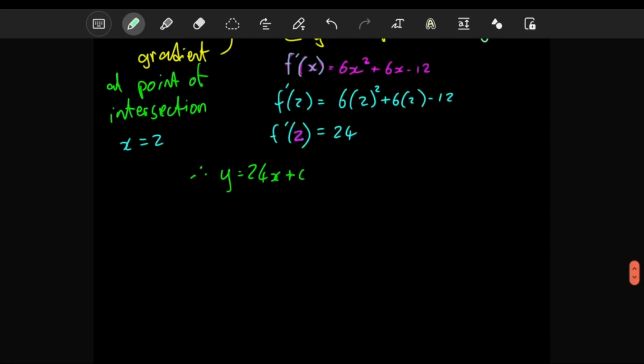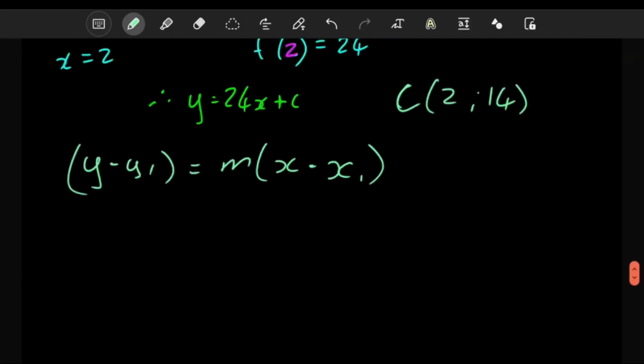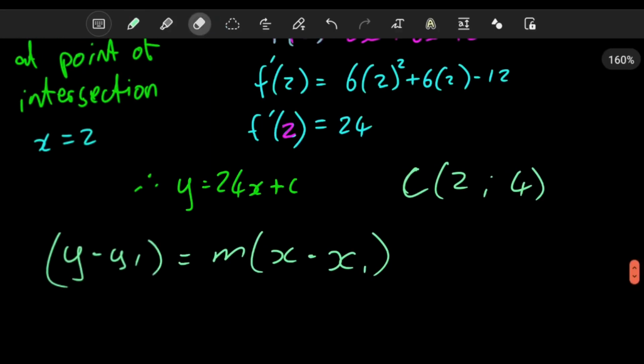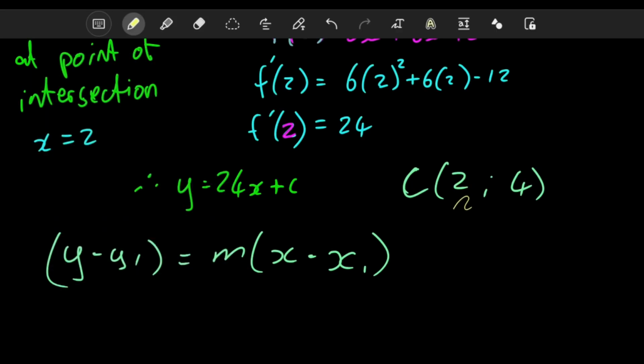Most people, when finding the equation of a straight line, use this formula. As long as you have the gradient and one coordinate, you're good to go. So here we have C. Is it a 14? Double check. It's a 4, not a 14. So the 2 there is x1 and the 4 there is y1.